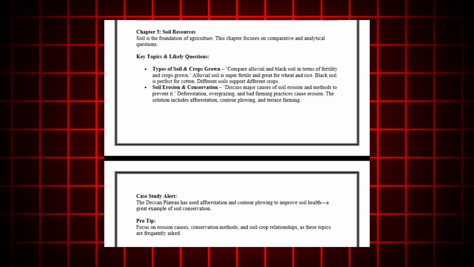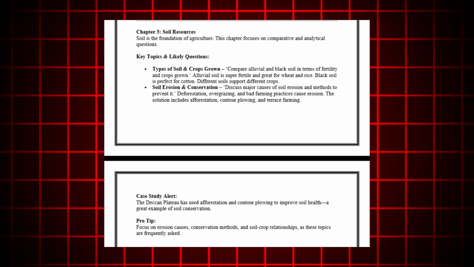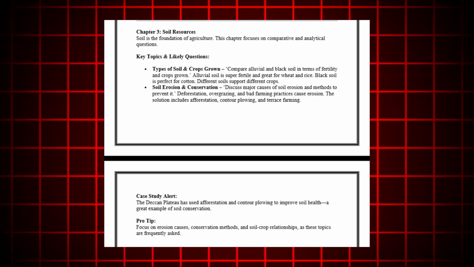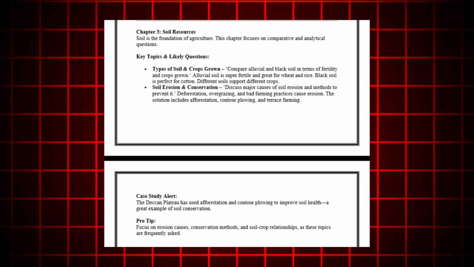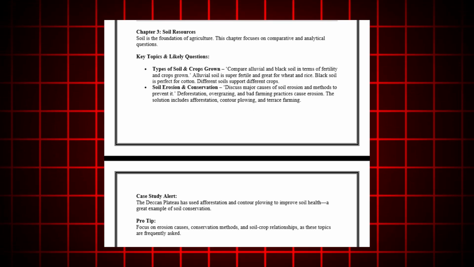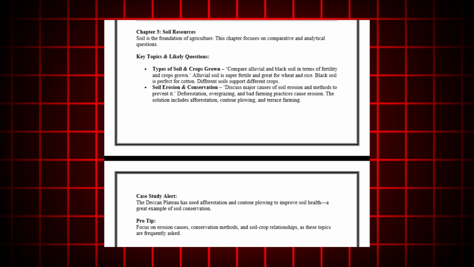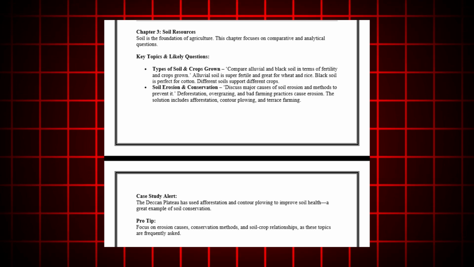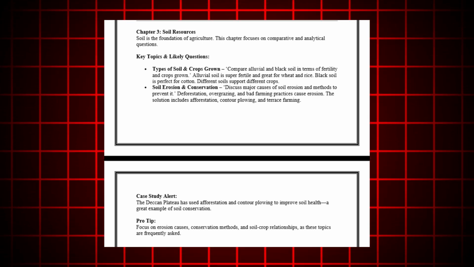Chapter 3, Soil Resources. Soil is the foundation of agriculture. This chapter focuses on comparative and analytical questions. Key topics and likely questions. Types of soil and crops grown. Compare alluvial and black soil in terms of fertility and crops grown. Alluvial soil is super fertile and great for wheat and rice. Black soil is perfect for cotton. Different soils support different crops.